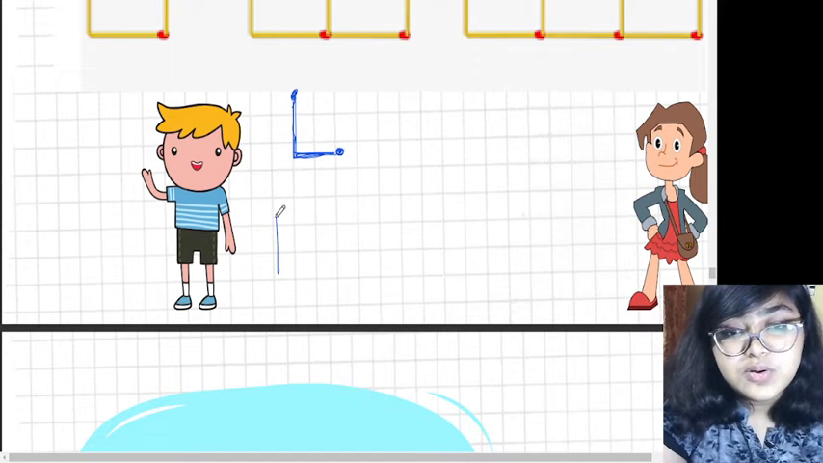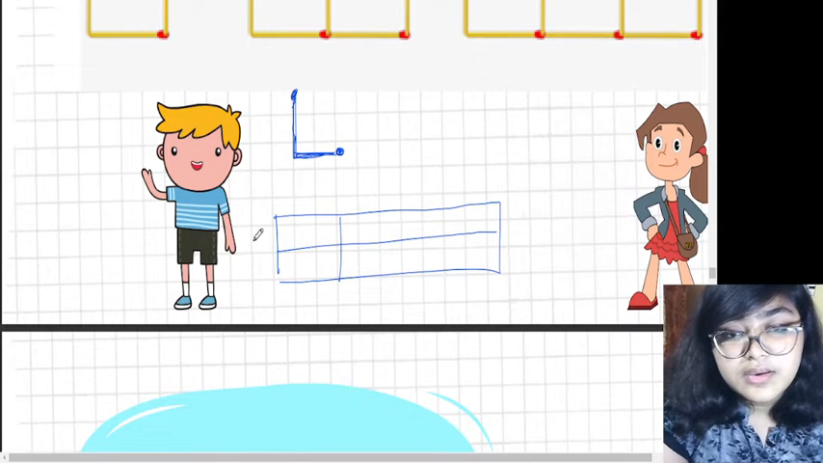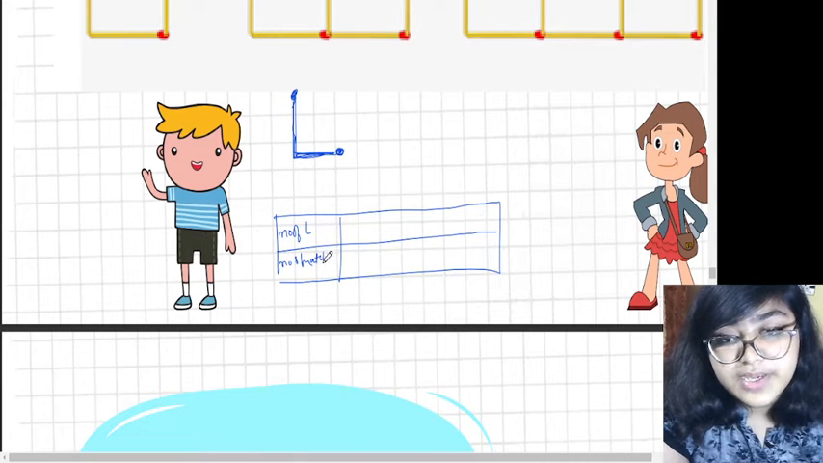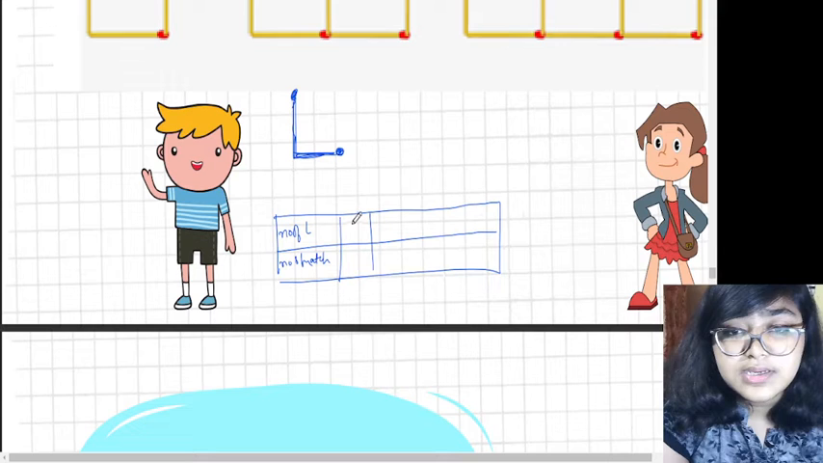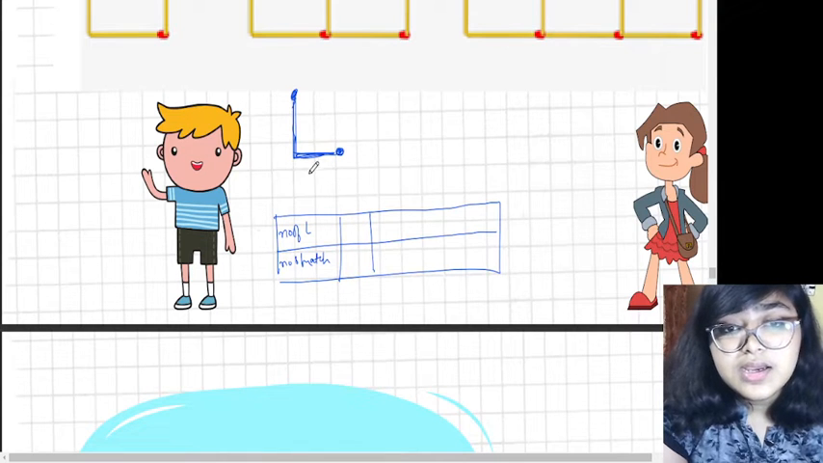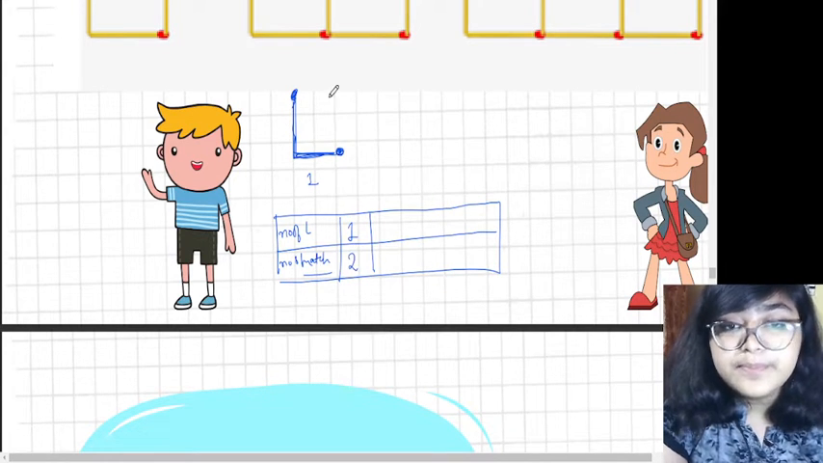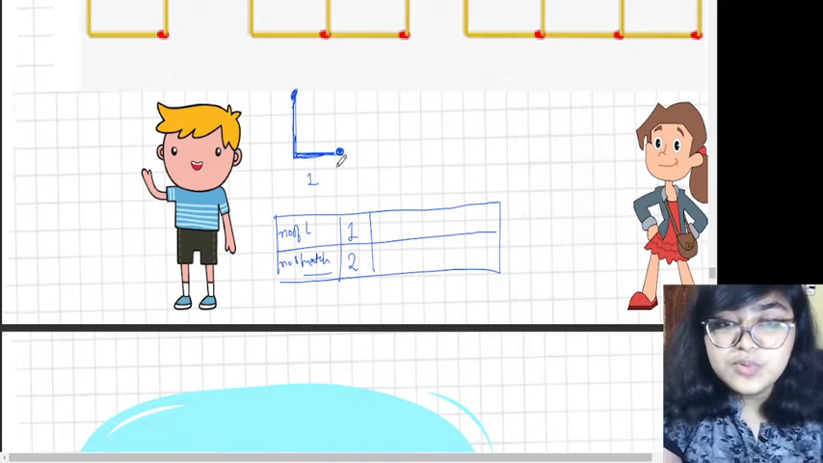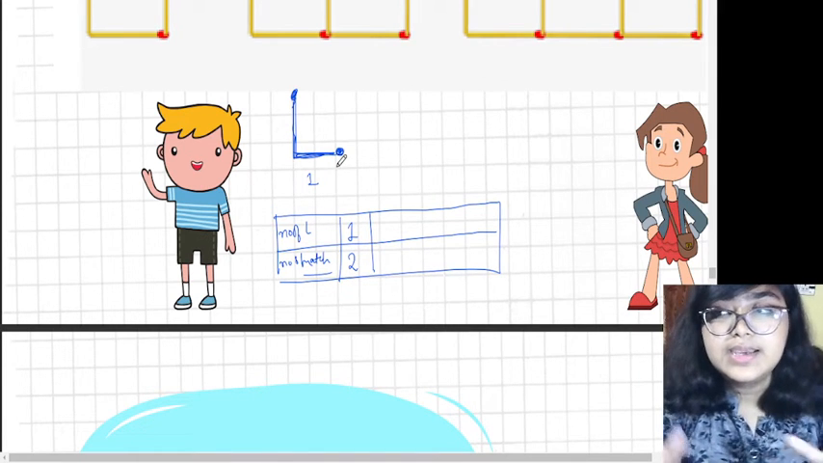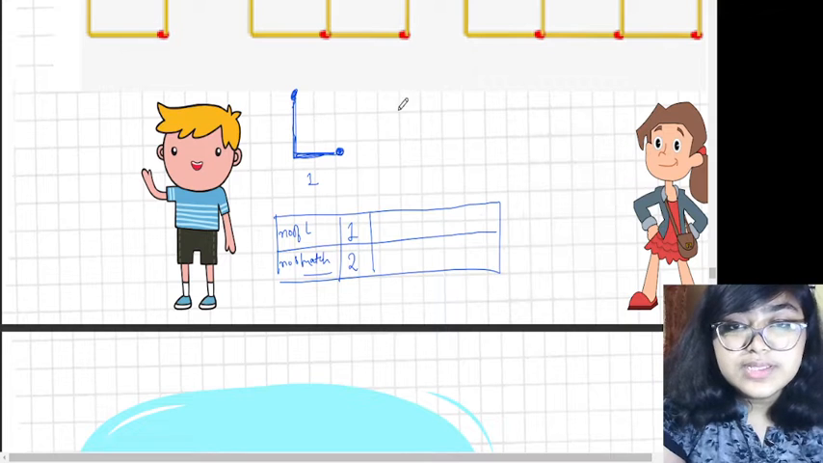If I make a table, in the first column I'll write the number of Ls and in the second, the number of matchsticks required. In the first figure, as you can see, there are 2 matchsticks. So the number of Ls is 1 and how many matchsticks are required to make this L? 2.